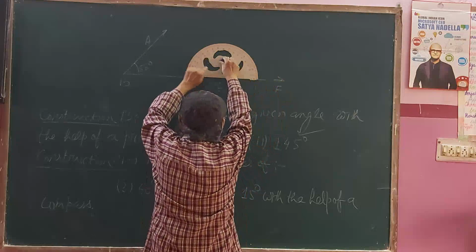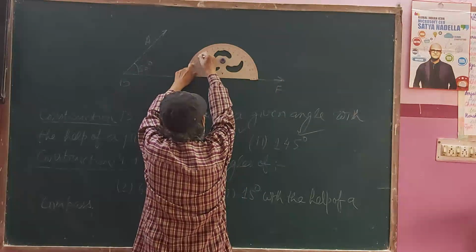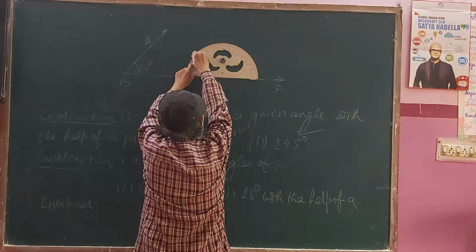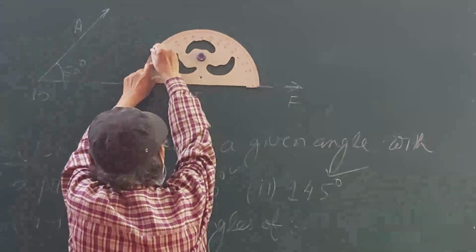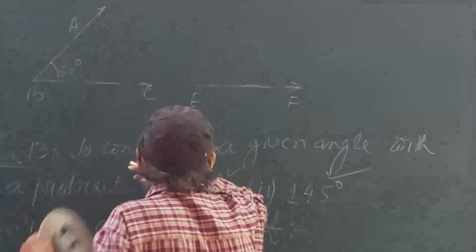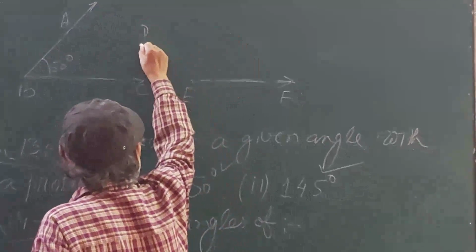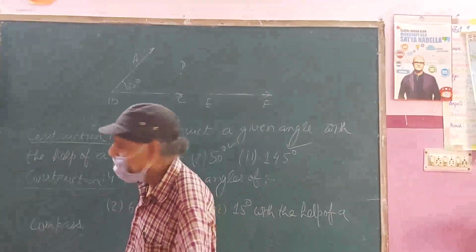For 145, you have to go this way. So this is your 145. If you go by the upper scale, it is 35, and the lower scale shows it is 145. The sum of 35 and 145 is 180 degrees. So you can make the point at D. Join D and E. Then you will get the required angle of 145 degrees.